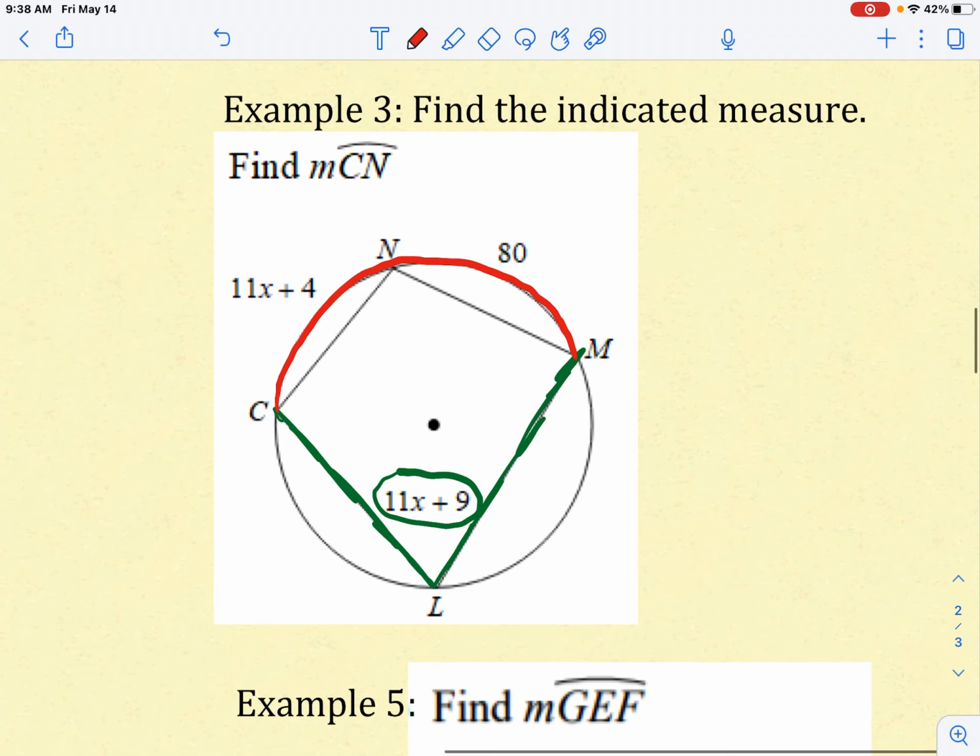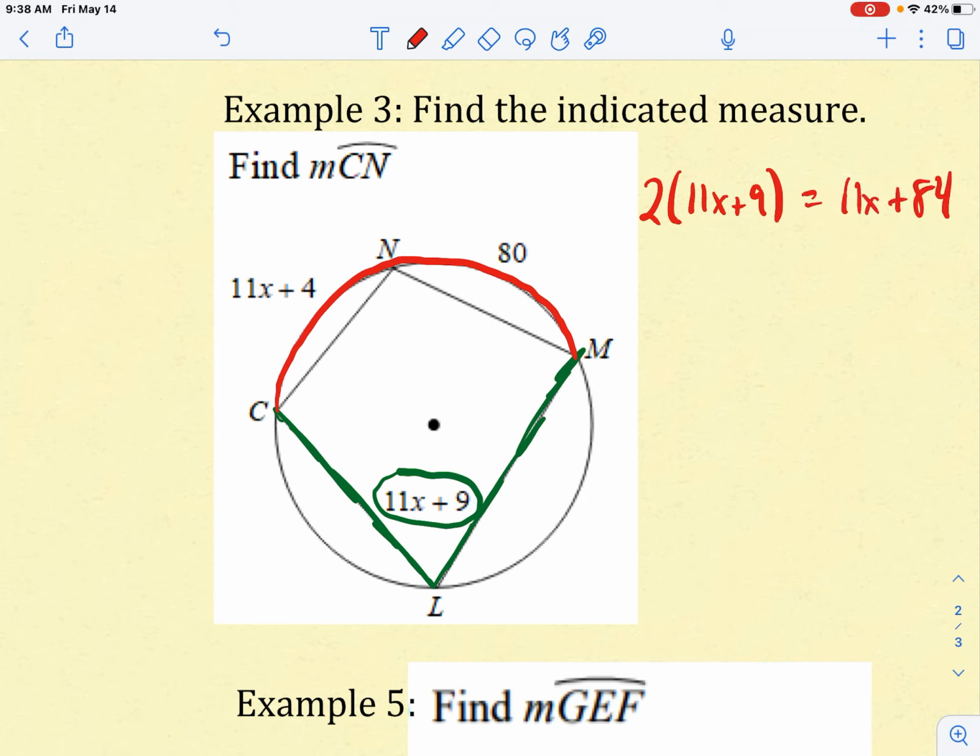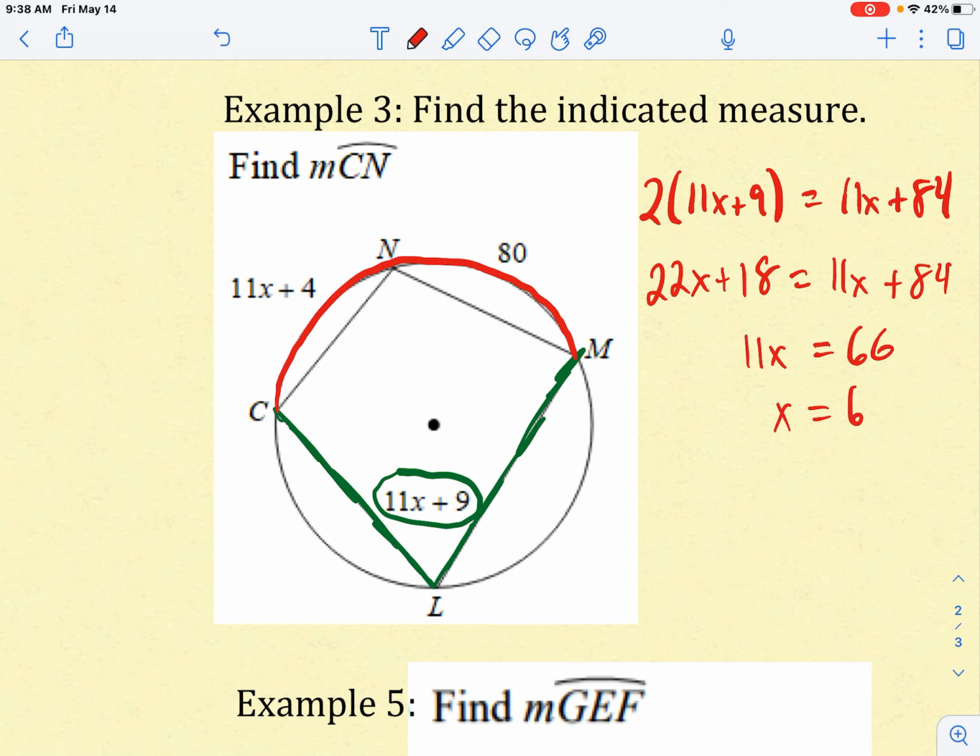So we could say that 2 times 11x plus 9 is equal to 11x plus 84, which is the entire arc CNM, right? Because 2 times the angle measure is the arc measure. So we get 22x plus 18 equals 11x plus 84. We get 11x equals 66. X equals 6. And the measure of arc CM is 70.